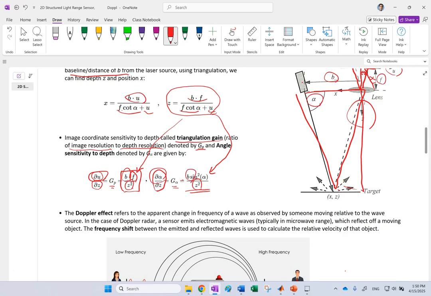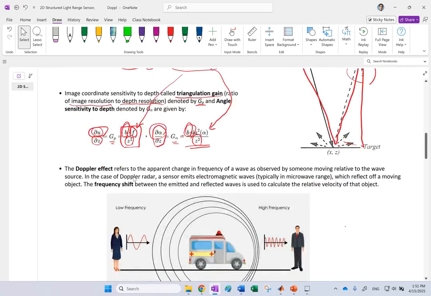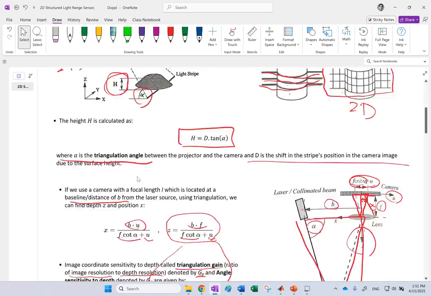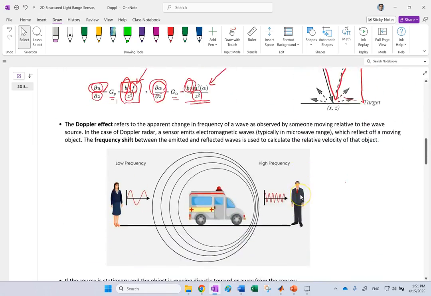So if you want a more sensitive and more accurate system, you need to use a bigger baseline. A bigger baseline distance between the laser and the camera will give you better gains, as well as, of course, a bigger focal length, a bigger lens. So this is a very simple introduction to 2D structured light and the relevant formula.